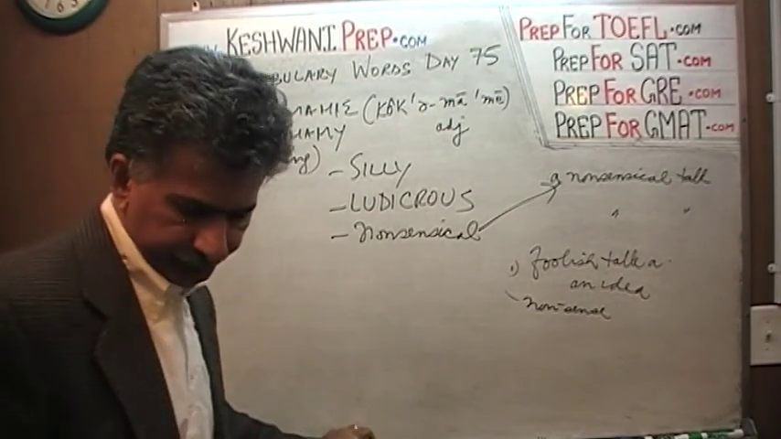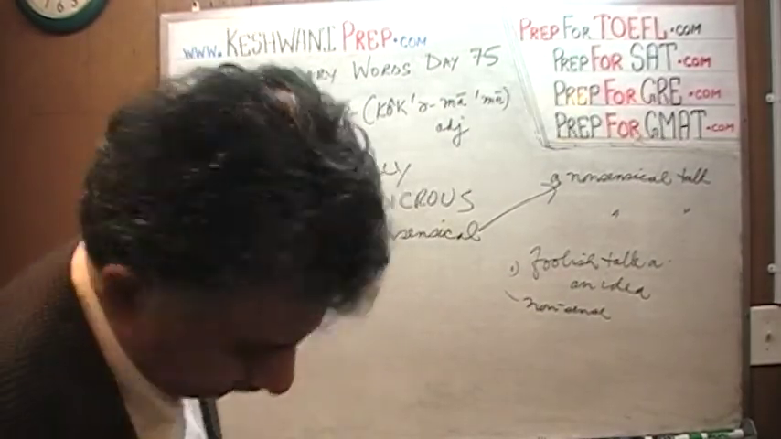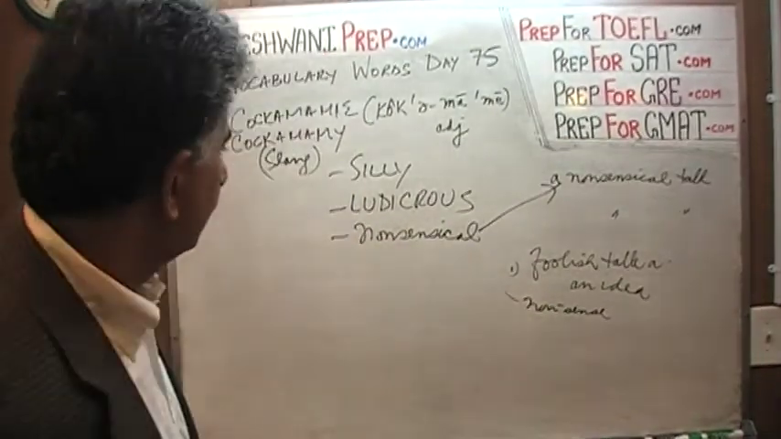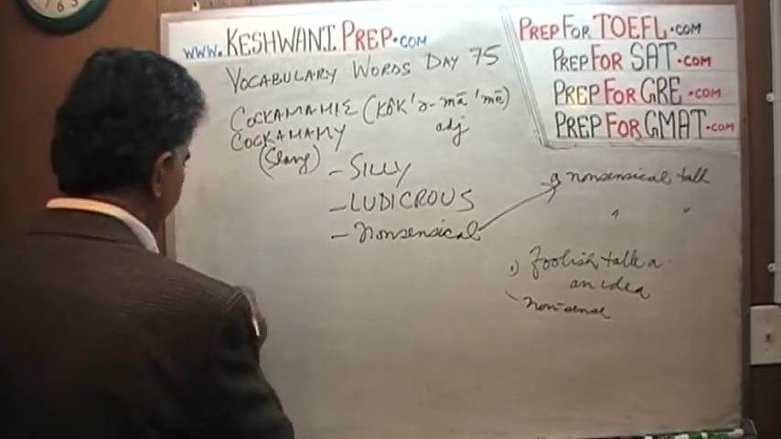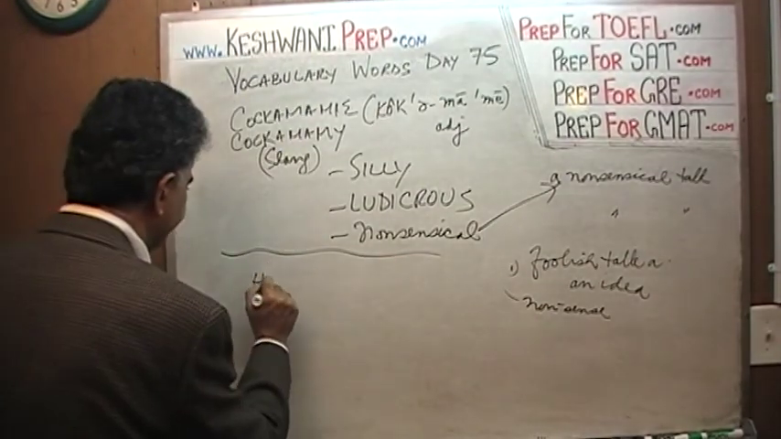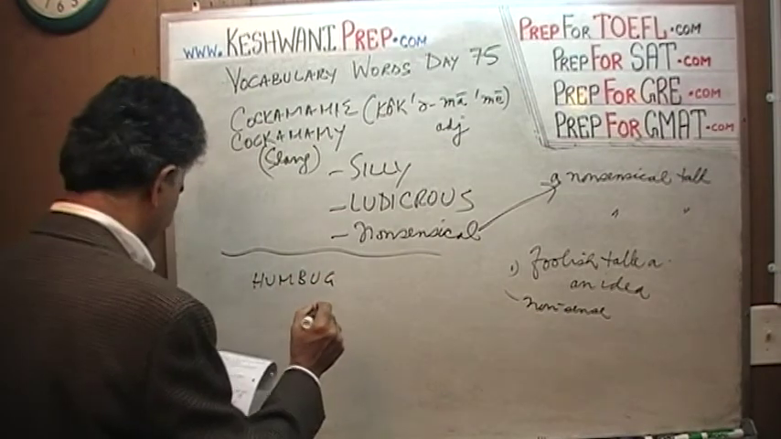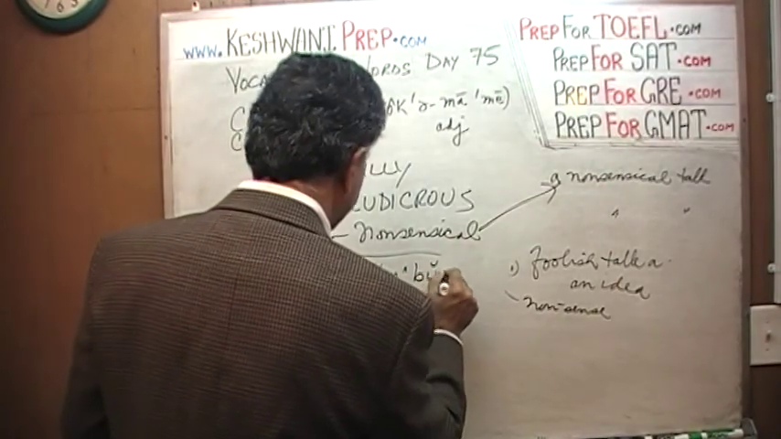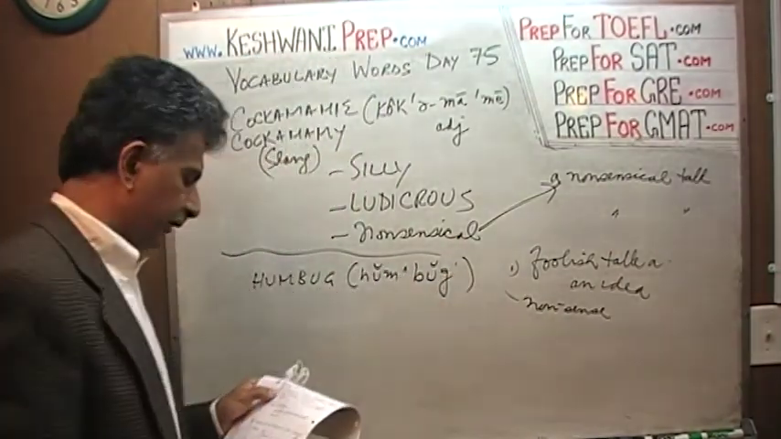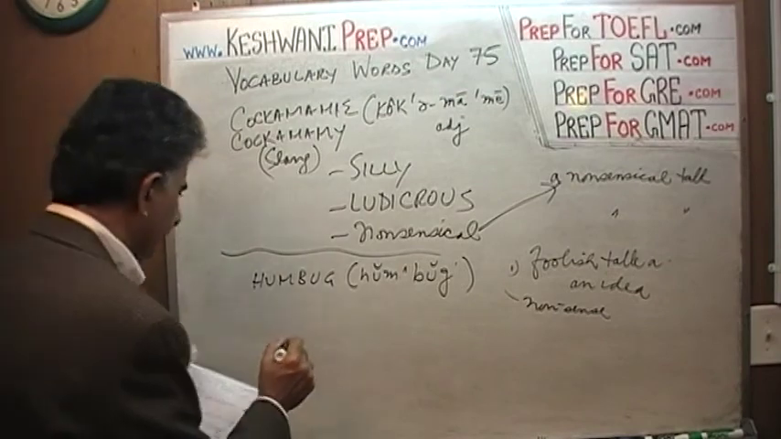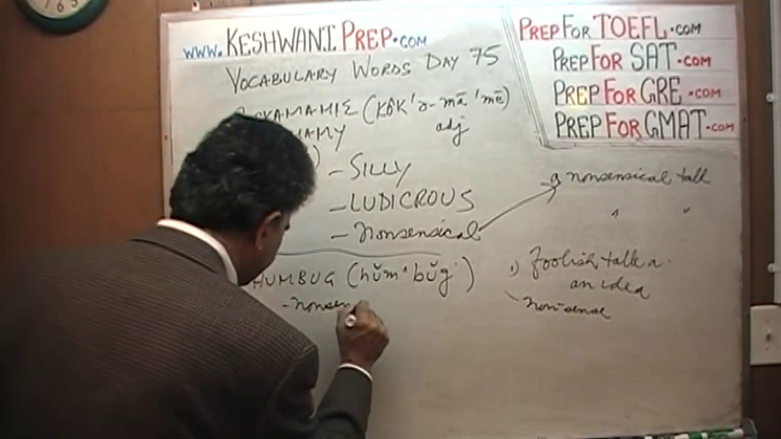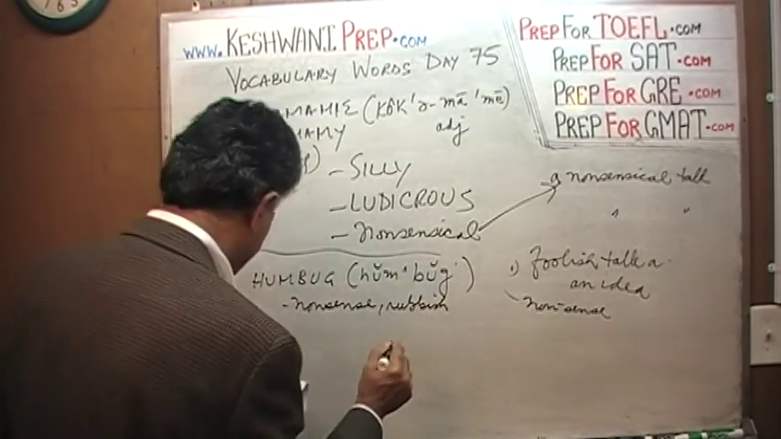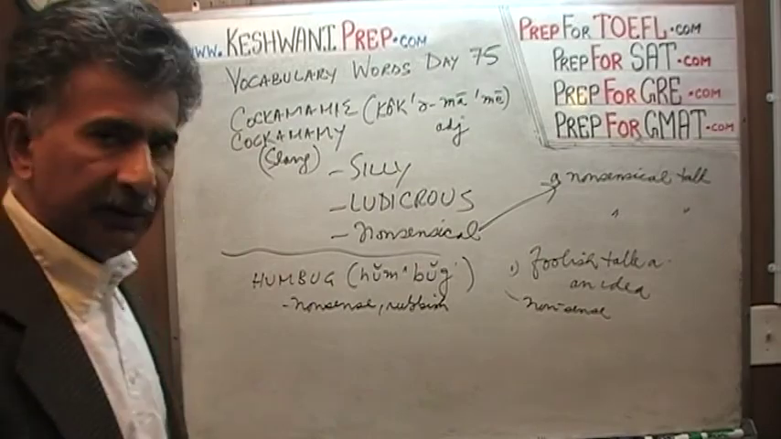Let's go on then. Let's learn one more word. Actually, there is one word that I want to do before I forget it. We need the room here. Let's learn this word. This is a tricky word. This also means nonsense or rubbish. But here, listen very carefully.